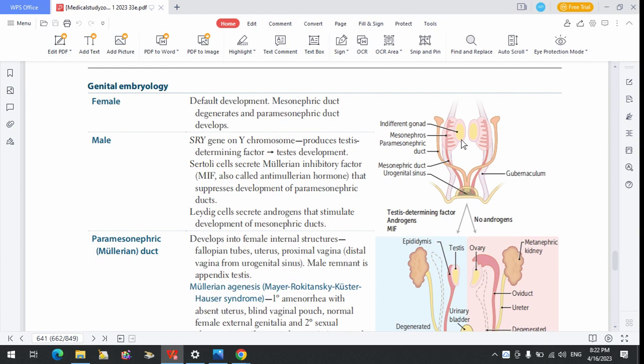Do you get it now, Dr. Francois? Yes, I do. Thank you. Okay, I get it better. Okay, so do you want to talk about the female pathway now? Let's look at the female pathway.